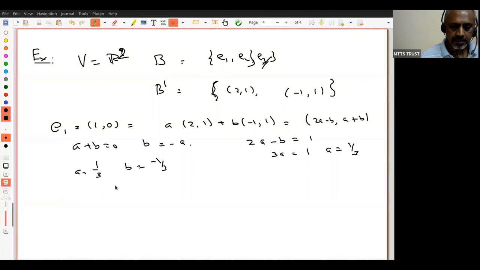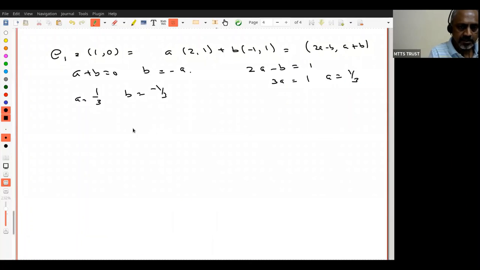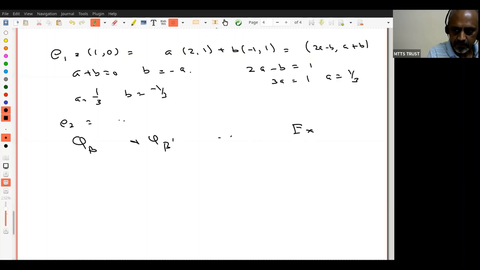Yeah, all right. And what about E2? Similarly, I can find E2. Okay, and find out what is phi of B and phi of B dash. Okay, I leave it as an exercise. Okay, good.